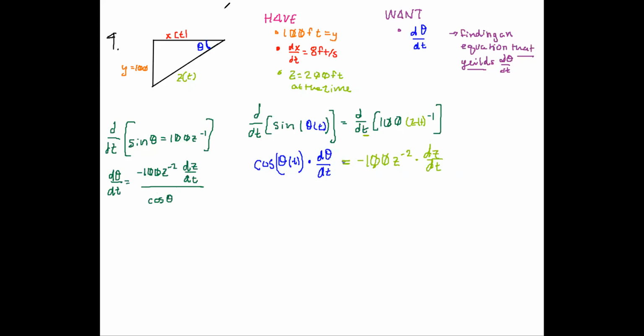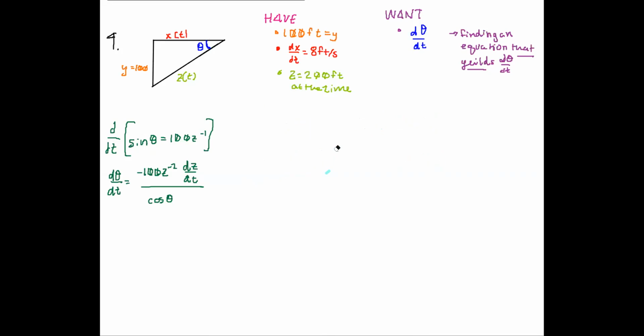Okay. That's where I'm at right now. I'm missing a lot of things. I know z. I got that. But I am missing dz dt. Right? I don't have that. And I don't have cos theta. Right. So how am I going to go about finding that?